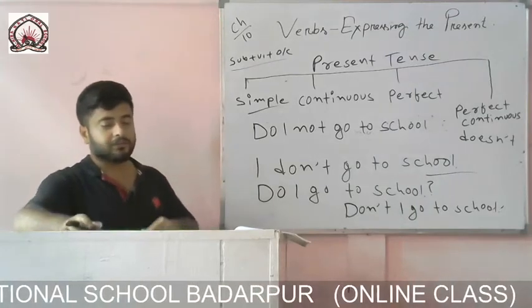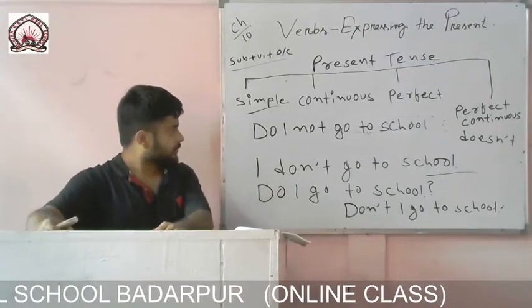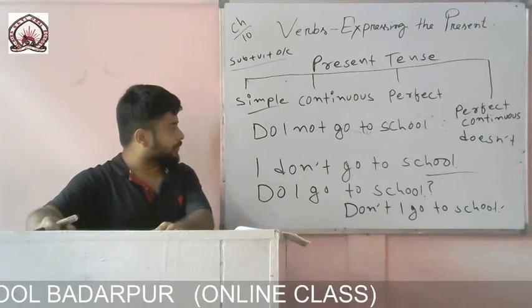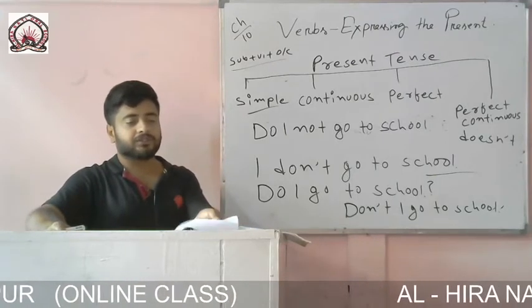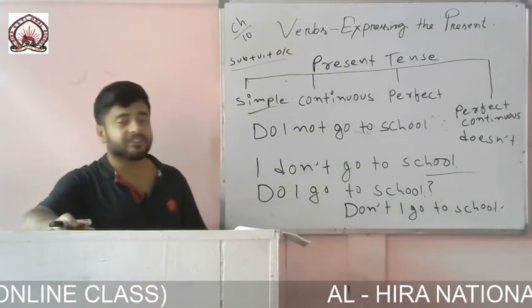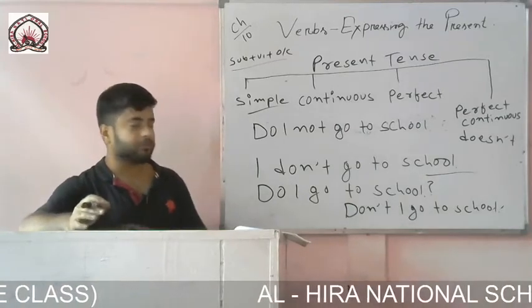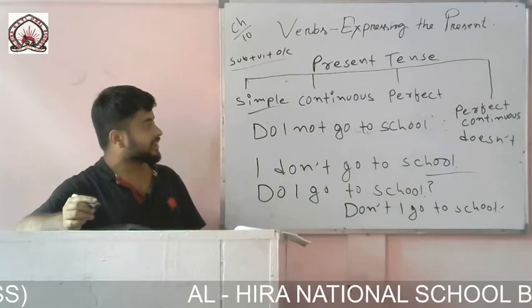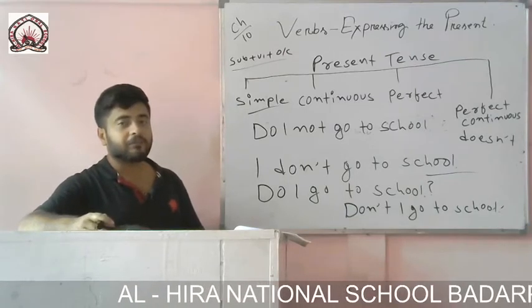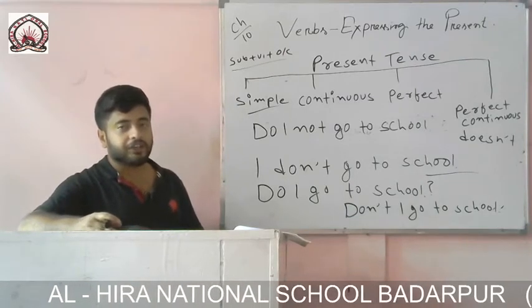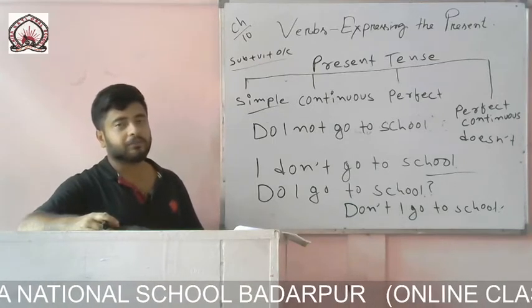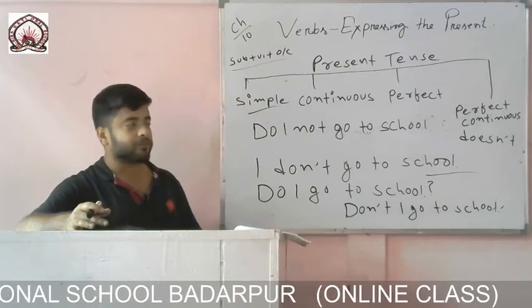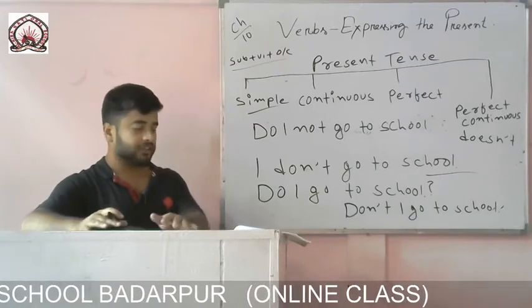Now let me give another example. Let me write a verb containing S or ES. With the help of it, we will see how to transform an affirmative sentence into negative, interrogative, and interrogative negative if the verb contains S or ES.